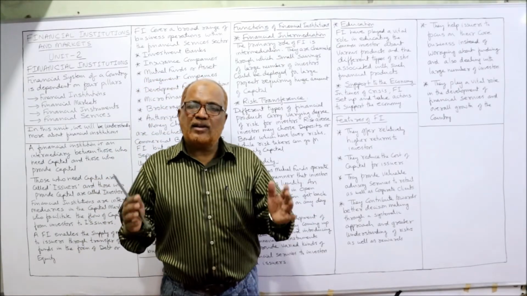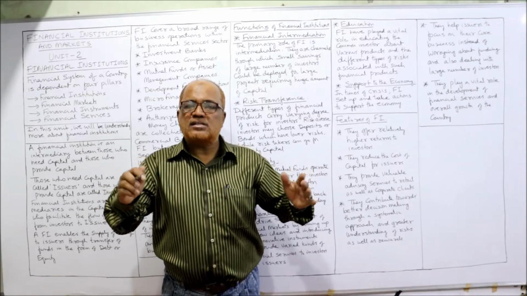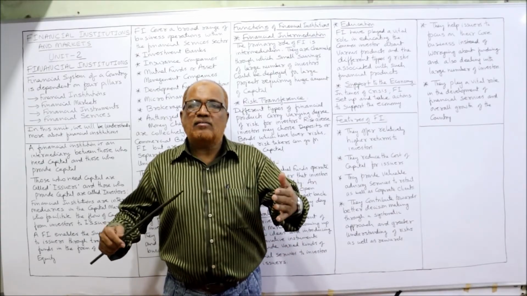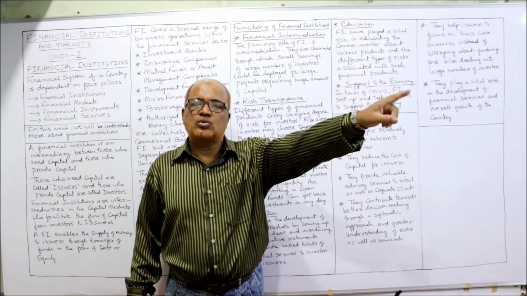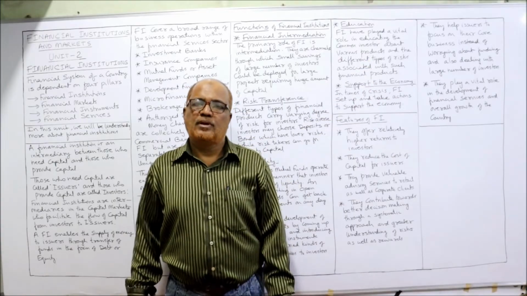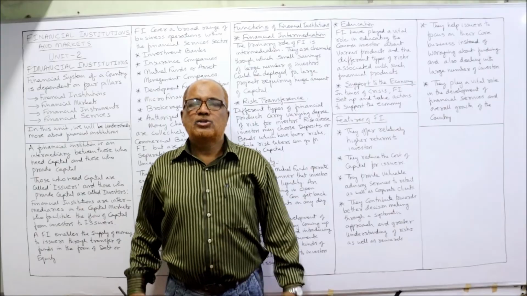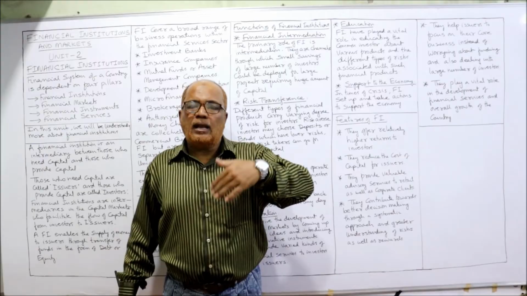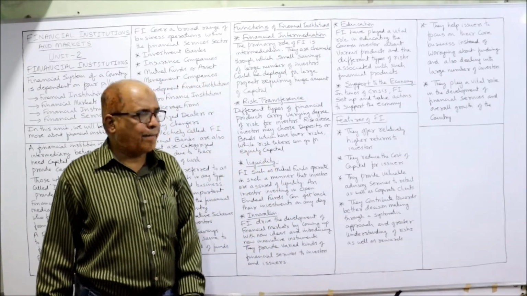See here, financial institutions will have two parties. On one hand, investors, on the other hand, issuers. So they will give the services not only to the investors, but also to the issuers. Investors on one hand, issuers on the other hand. So they are helping the investors in maximizing the returns. They are helping the issuers in minimizing the cost of capital.